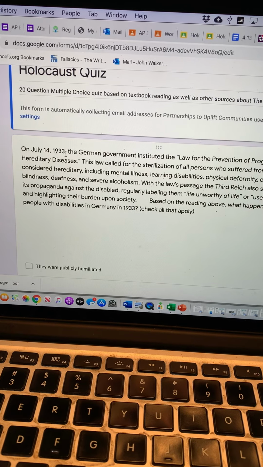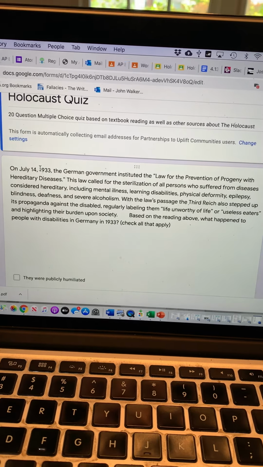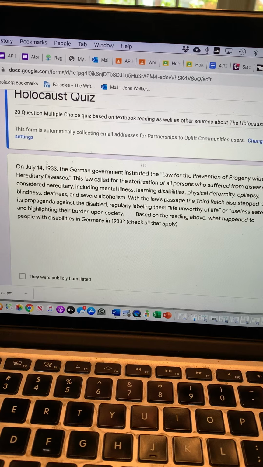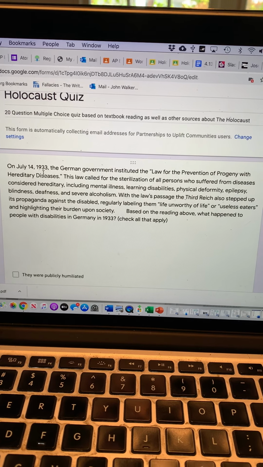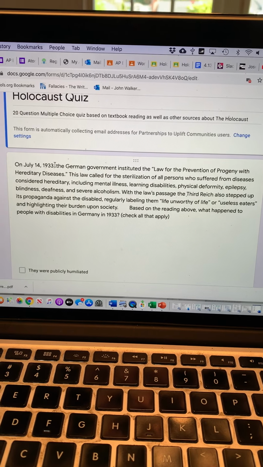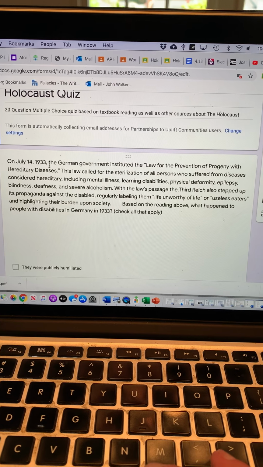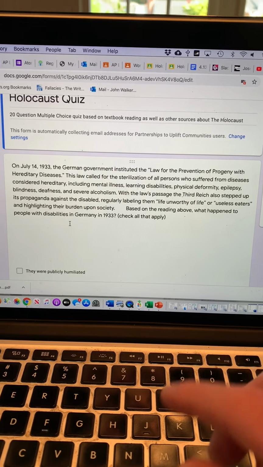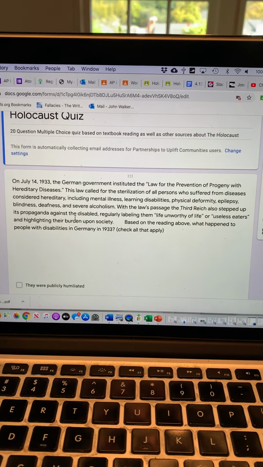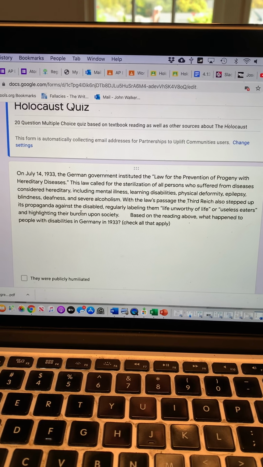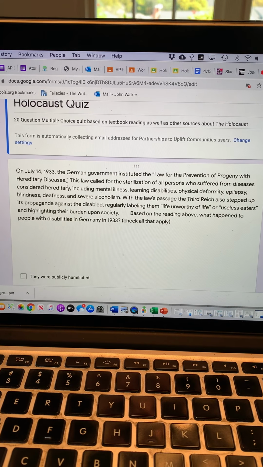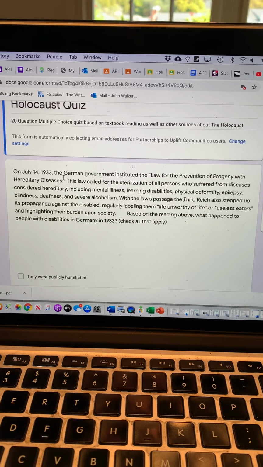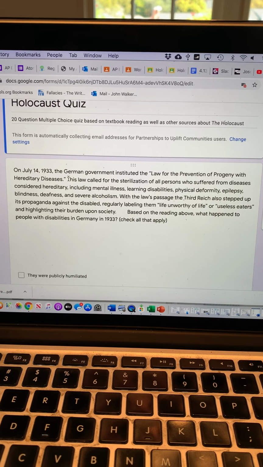So July 14th, 1933. Again, 1933 is the beginning of when the Nazis are in charge of Germany. Remember, World War II begins in 1939, so this is 6 years before that. And I took this piece of text from the U.S. Holocaust Museum. And it's meant to show one of the ways in which the Holocaust started.